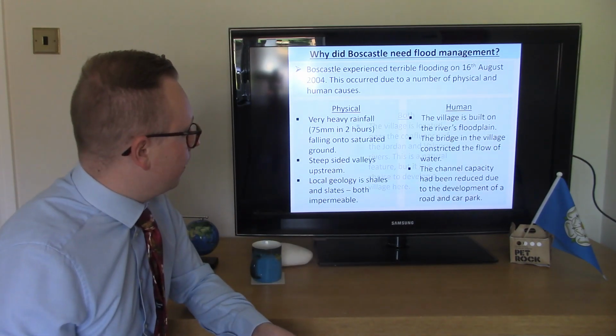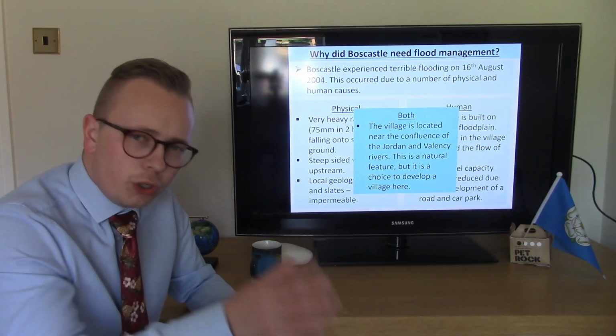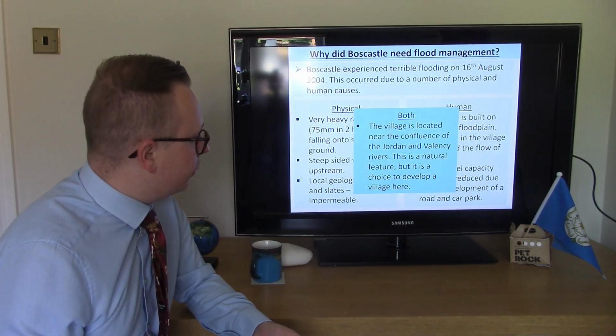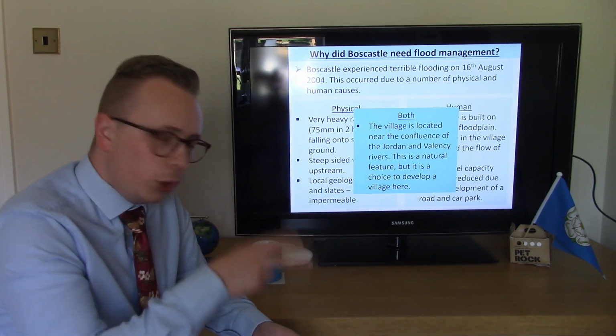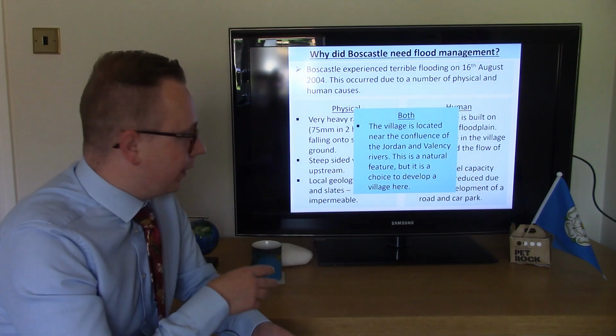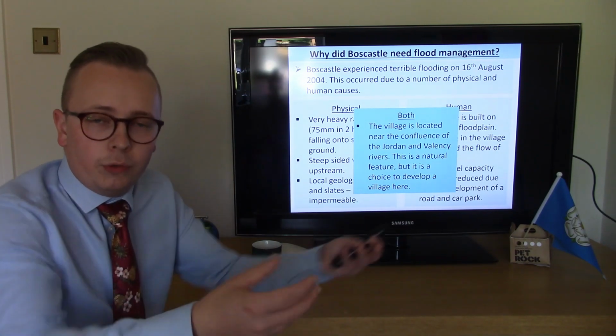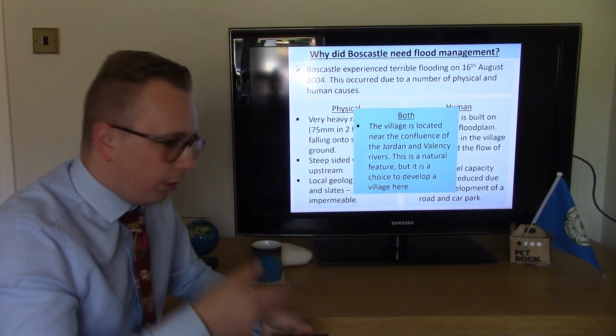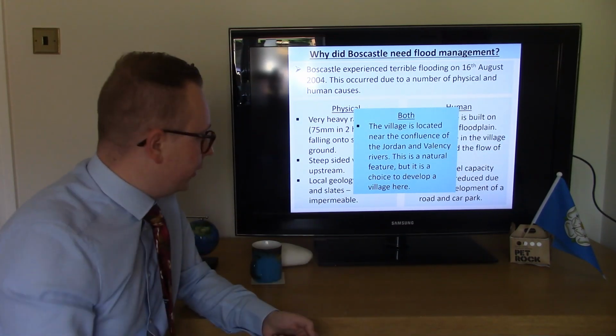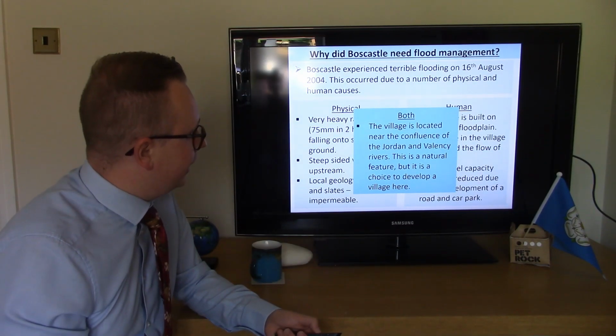And then something that falls into both human and physical factors is that the village itself is actually located near the confluence of two rivers, the Jordan and the Valency. Now that's the confluence of rivers, where we've got two volumes of water flowing together. That is a natural feature, but obviously it was a human choice to develop the village where it currently is.